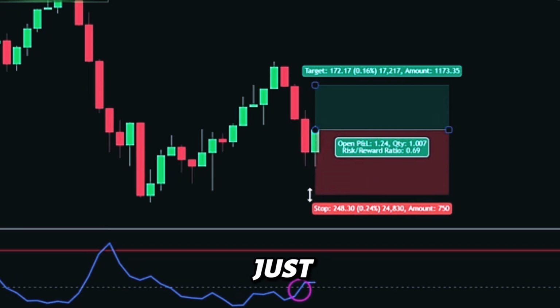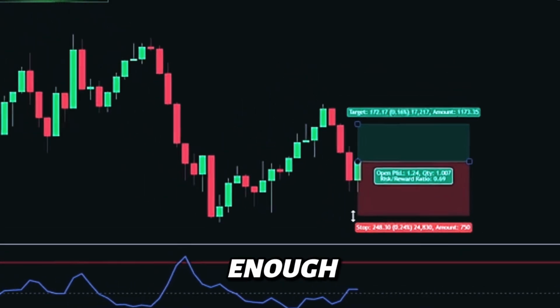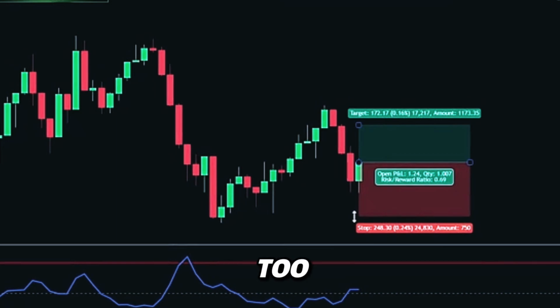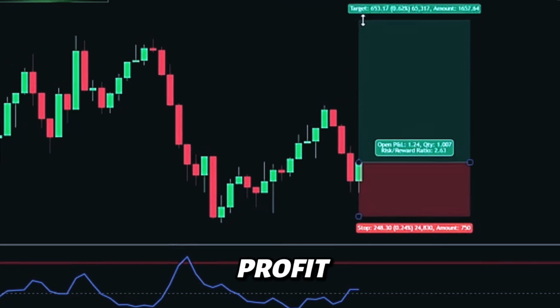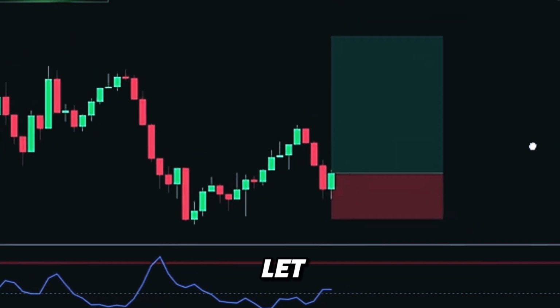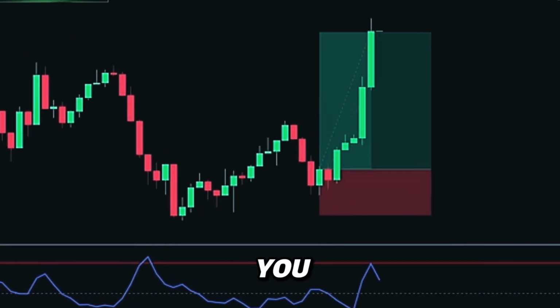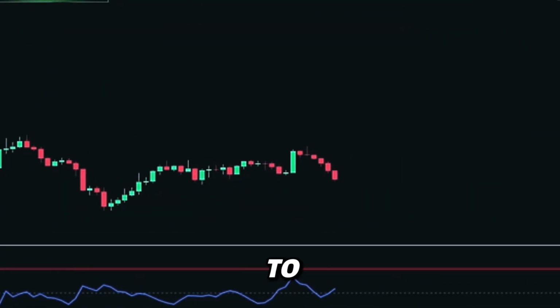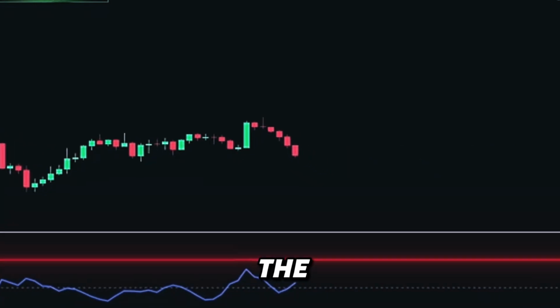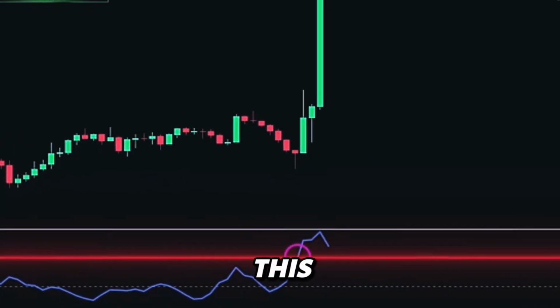Next, place your stop loss just below your entry and make sure to give it enough room to breathe so you don't get stopped out too early. Then, set your take profit at 3 times your risk. Now just let the price run. And as you can see, price reverses and hits our profit target. Let's look at another example. Again, the first thing we want to see is a volume spike crossing above the 30% level, like in this example.